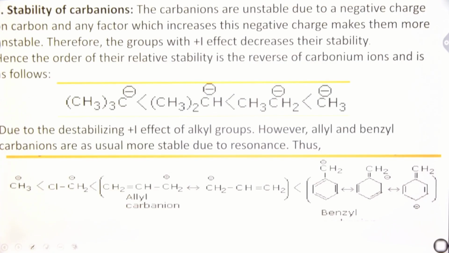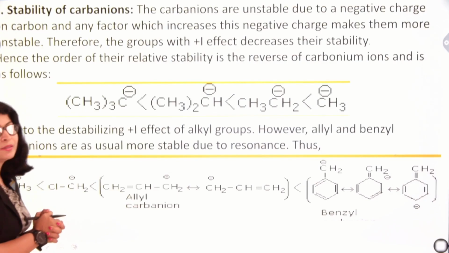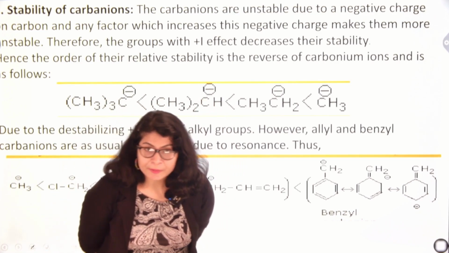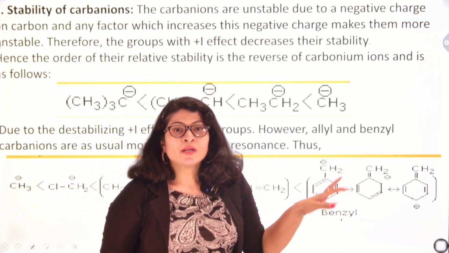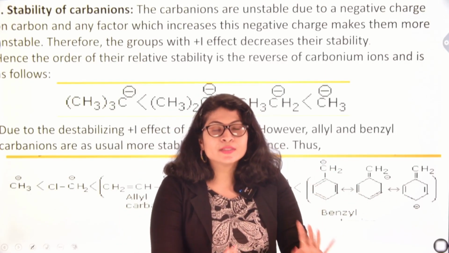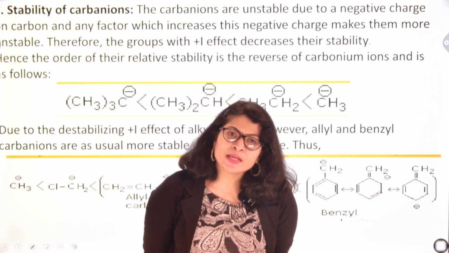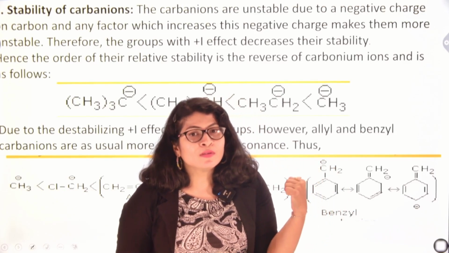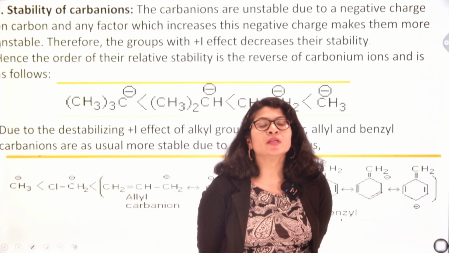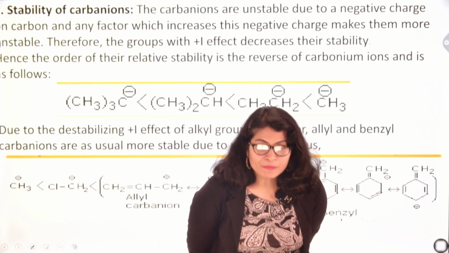Now, if I look at the stability of carbanions. Carbanions are the electron rich species, right? So, carbocation was an electron deficient species. Those groups that tried to donate electron density towards the carbocation made it stable. In case of carbanion, what will happen? The groups which try to withdraw electron density from the carbanion will account for the stability of carbanions.